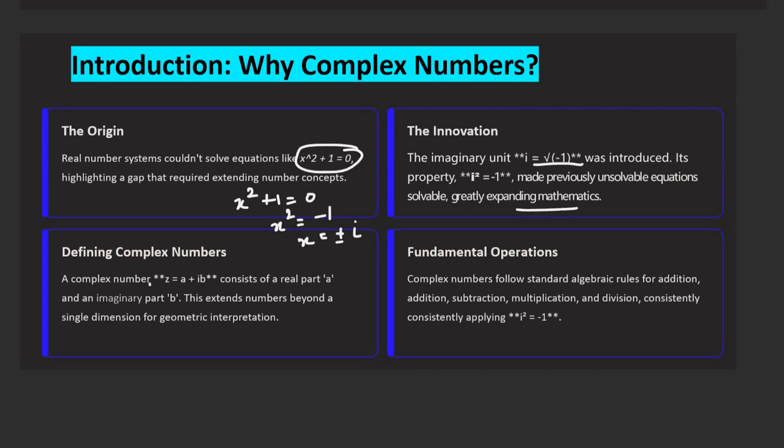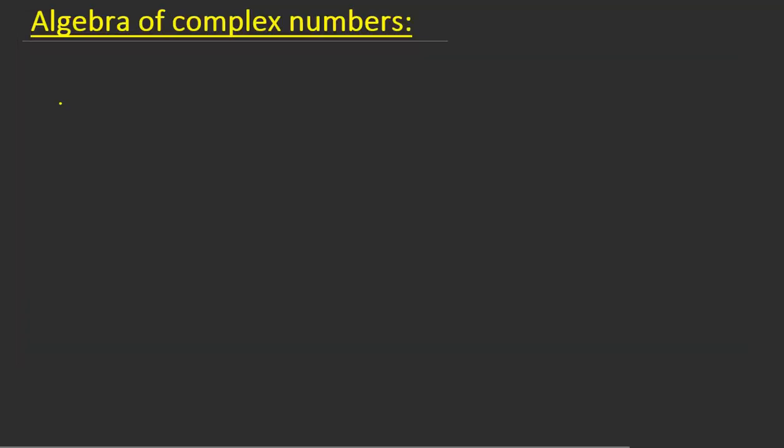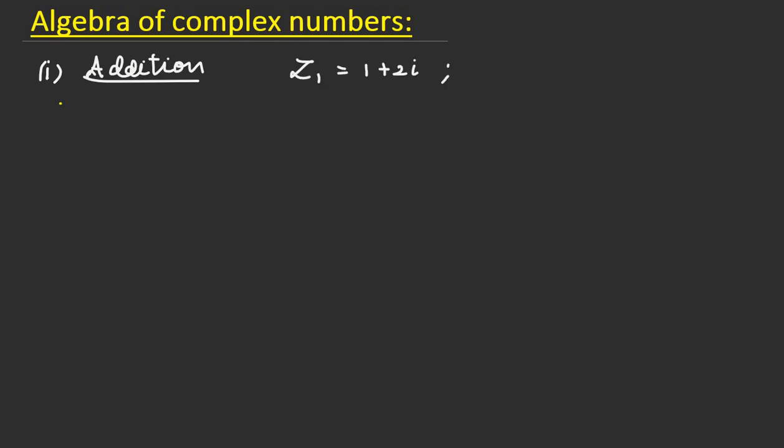A complex number z equals a plus ib consists of the real part a and the imaginary part b. Fundamental operations: we see the algebraic operations of addition, subtraction, multiplication and division, consistently applying that i squared equals minus 1. First let us see addition of two complex numbers. For example, let me take z1 equals 1 plus 2i and another complex number z2 equals 3 minus 4i. Now let me add these two complex numbers.